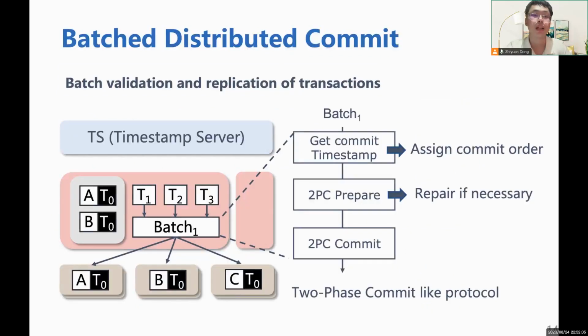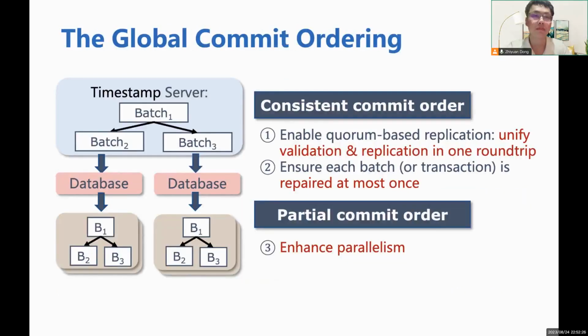Then we introduce HighCrunch's batched distributed commit, which uses a two-phase commit-like protocol. Compared to two-phase commit, it has 2 variations. First, HighCrunch relies on a centralized timestamp server to align commit order. Second, HighCrunch repairs transactions during the prepare phase.